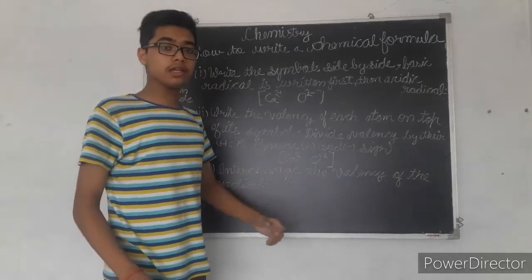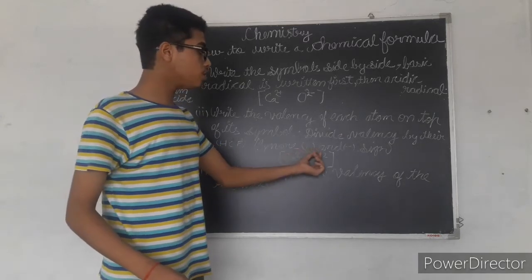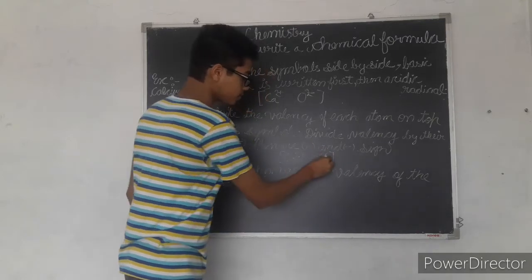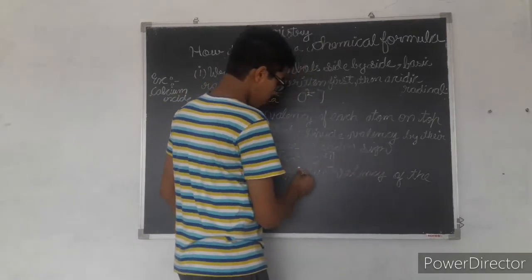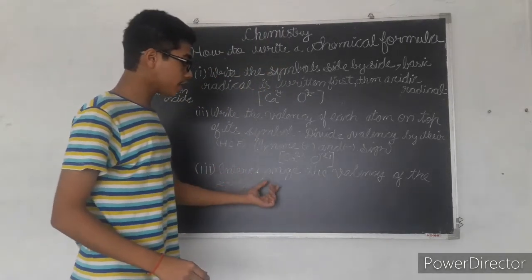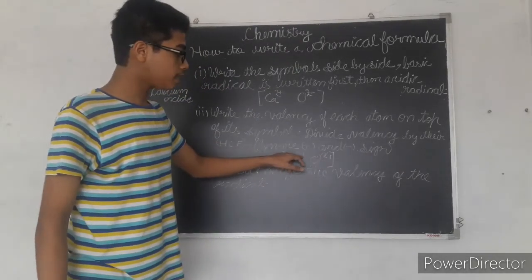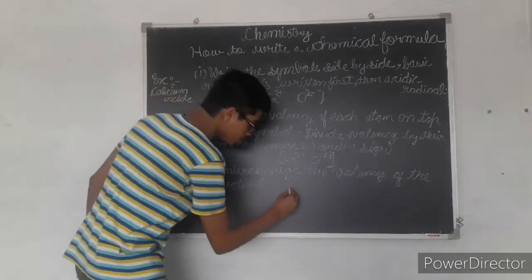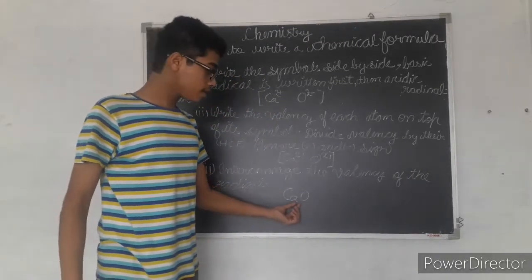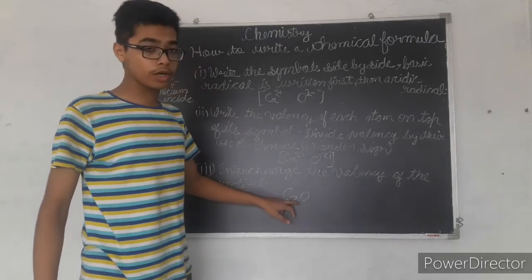HCF we have studied in maths, HCF is the highest common factor. So the HCF of 2 and 2 will be 2 only, and here it will be 1 and here also it will be 1. Now our last step, third step, is to interchange the valency of the radical. We have to interchange. One will come here and this one will come here. So it will be CaO. We don't write 1 to show there. We will not write 1 at the bottom.